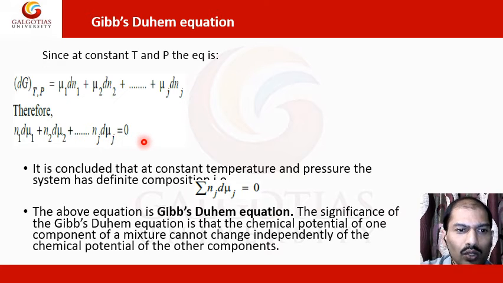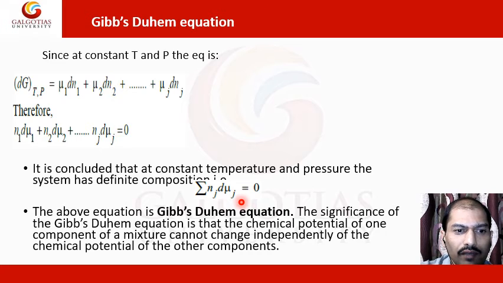So it is concluded that at constant temperature and pressure, the system has a definite composition with respect to each and every component. We can express this as the summation of nj d mu j equal to 0. This equation is known as the Gibbs-Duhem equation.